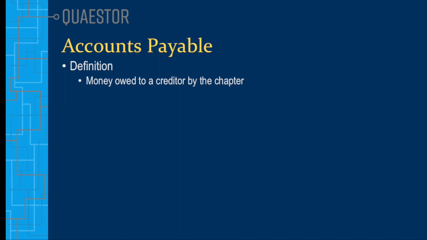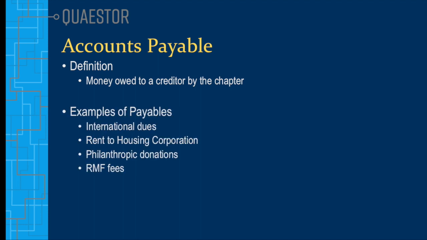Accounts payable are monies owed by the chapter to a creditor or simply an entity or individual it owes money to. Using our receivables examples, we can see a relationship between certain receivables and their associated payables. These examples include monies collected for international dues being owed to headquarters. Monies collected for rent could be owed to a housing corporation. Charitable donations would be owed to the charity they were collected for. And RMF fees would be owed to the Risk Management Foundation. It is important to keep accurate payables and receivables records to ensure monies are properly allocated.